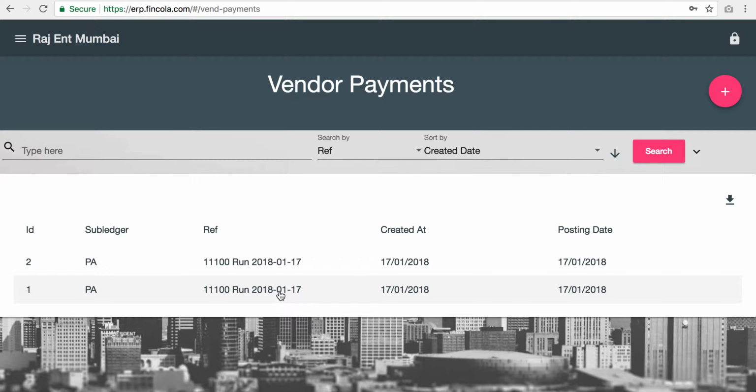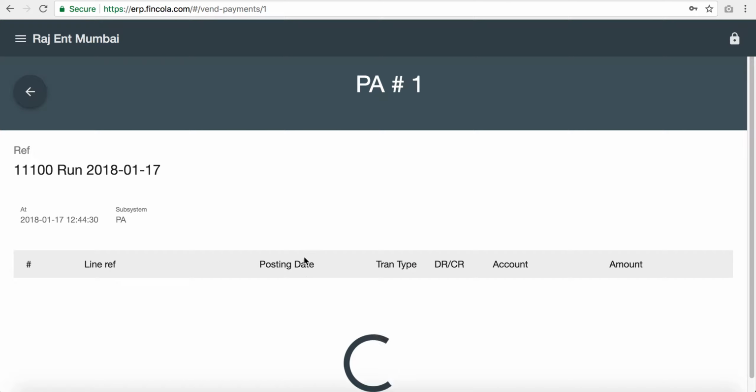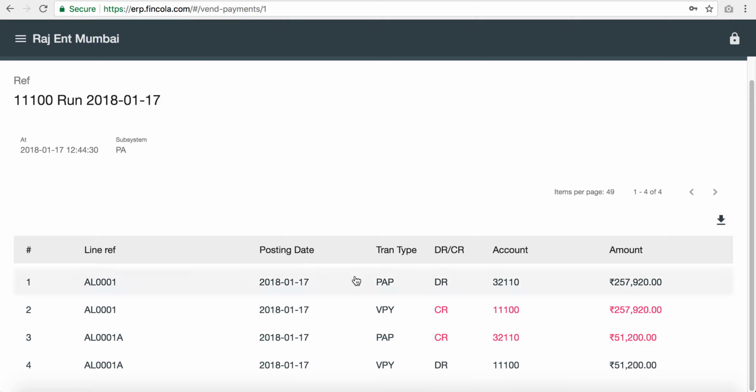And here we can see we now have 2 invoice vendor payments, and we can go here. It will show us what has been debited and credited. Again, I can export them in CSV.